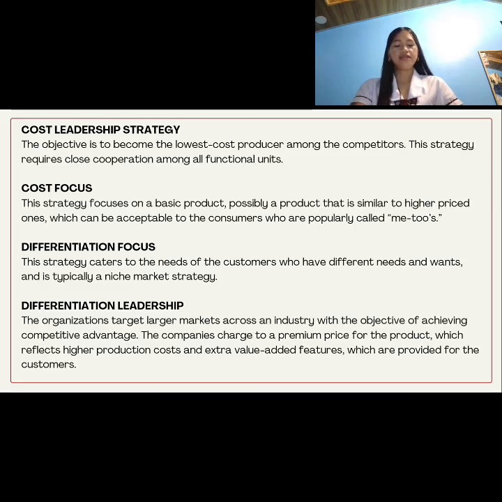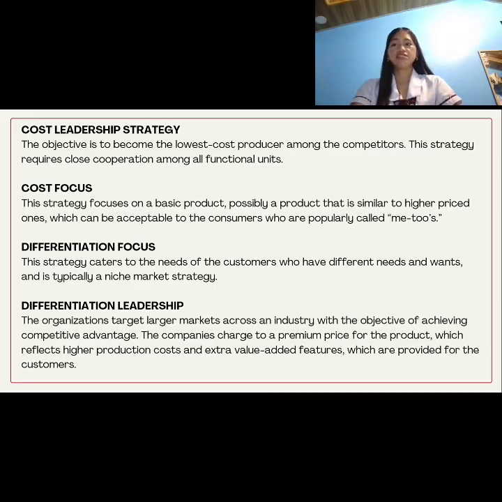Next is the differentiation focus. Ang target is ang specific group of customers with unique needs and preferences. For example, kay ang Rolls-Royce sa car industry. So nag-focus sila sa luxury car buyers na ganahan og high quality, custom-made vehicle. So by offering specialized features and quality, Rolls-Royce meets the unique need of its niche market.